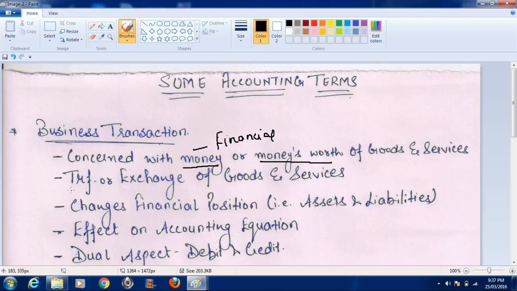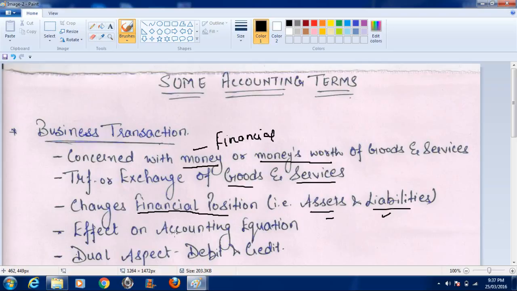Now, second thing is transfer or exchange of goods and services. There must be a transfer of goods or services. Only then can we say a business transaction is complete. Now, because it is a financial transaction, it will change the financial position of the business. Financial position involves assets and liabilities. Now you will say, what is an asset, what is a liability? That we will discuss in detail.